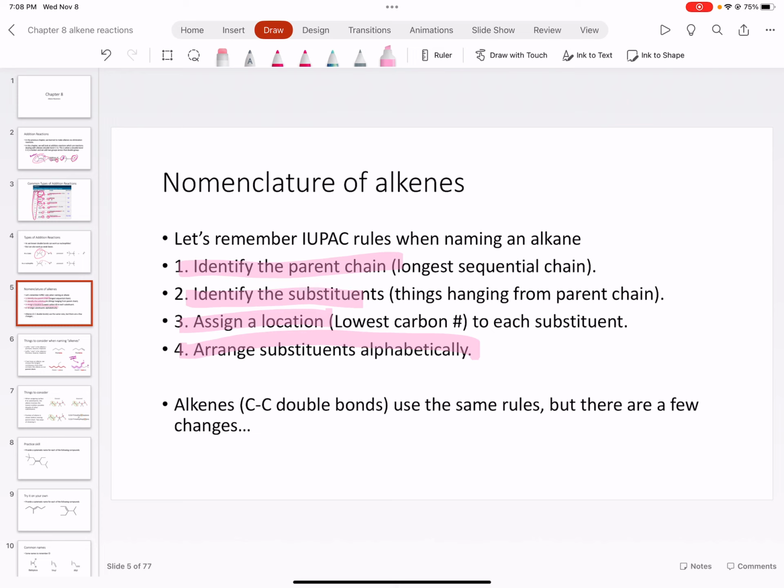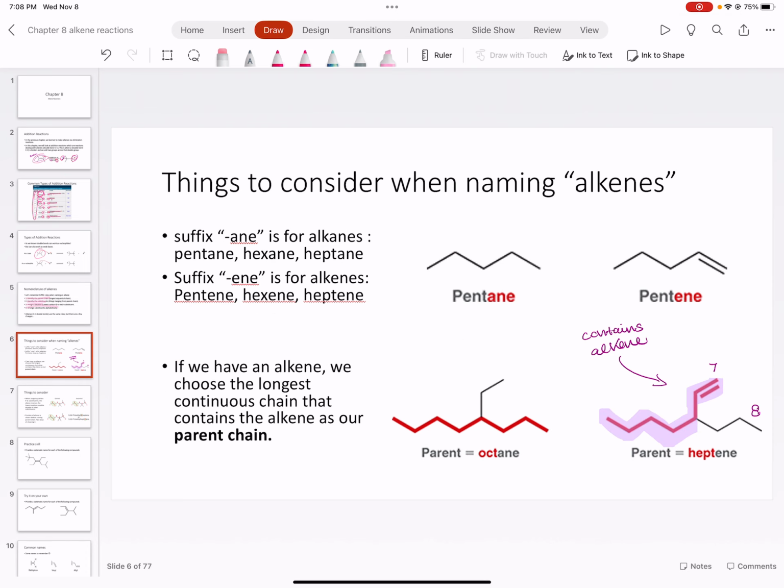So alkenes, carbon-carbon double bonds, use the same rules, but there are a few changes. Things to consider when we name alkenes: for example, there's a different suffix for alkenes. We have things like butane, pentane, hexane, and all of those have carbon-carbon single bonds. There are no double bonds in any of them.